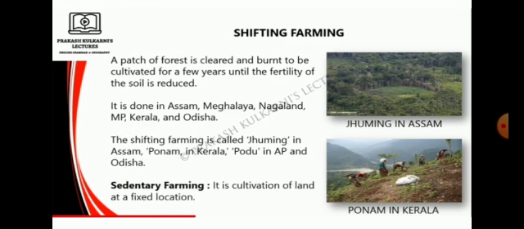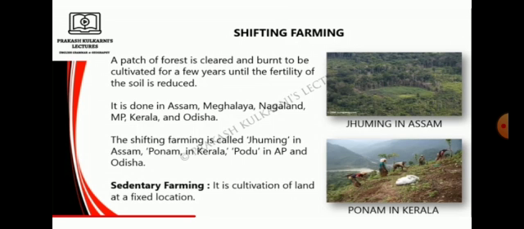A patch of forest is cleared and burned to be cultivated for a few years until the fertility of the soil is reduced. You have to cut the plants and burn them. This is done for cultivation. After that the rain will come, they believe. Then they cultivate the plants. After that they prepare the soil for cultivation. This is the shifting farming.